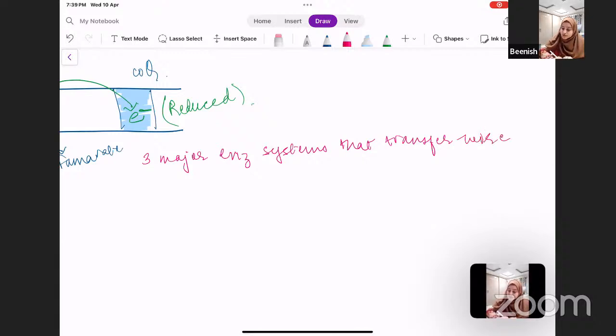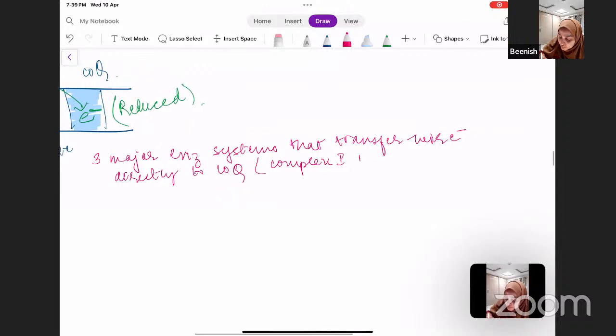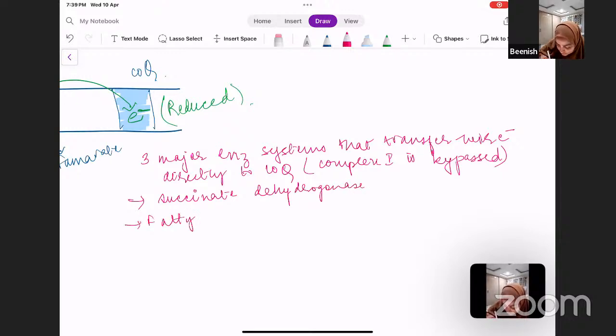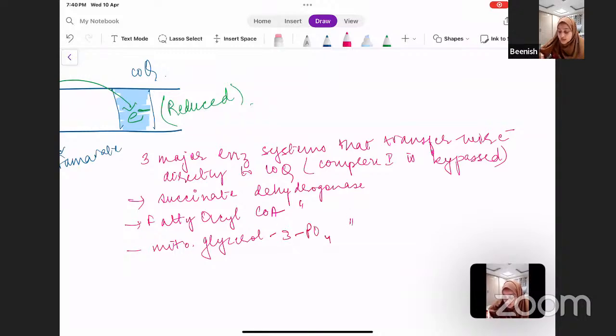Three major enzyme systems that transfer the electron directly to coenzyme Q, so that complex 1 is bypassed. One is succinate dehydrogenase. The other two are fatty acyl-CoA dehydrogenase and mitochondrial glycerol 3-phosphate dehydrogenase.